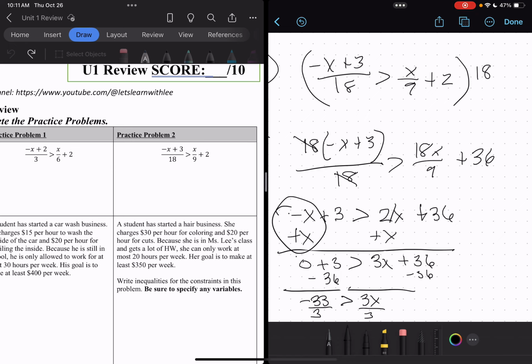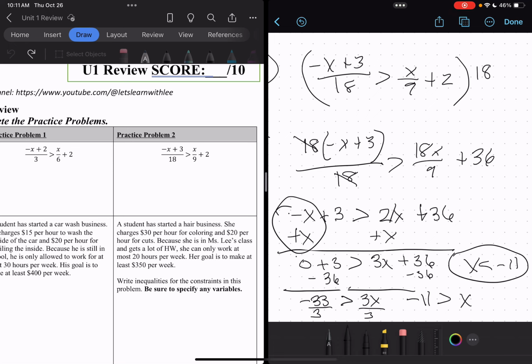Now notice here I'm dividing by a positive, so I'm not going to flip the sign, but I'll get negative 11 is greater than x. And that is the same as x is less than negative 11. And that's why when we divide by that negative sign, we have to flip, or multiply by a negative too, we have to flip the sign.